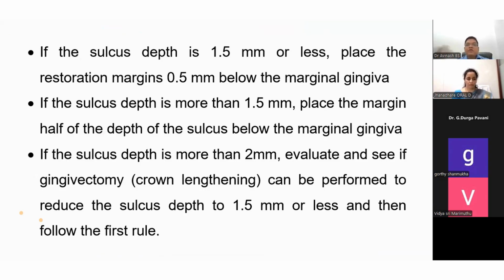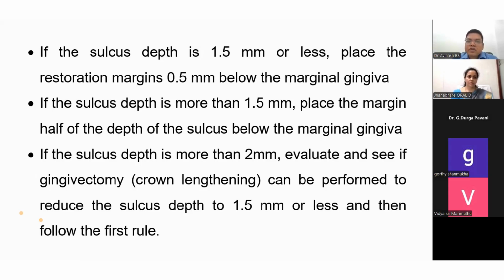So what is the criteria, or when to decide we need some procedure like crown lengthening or gingivectomy to be done? If the sulcus depth is 1.5 millimeter or less, then place the restoration margin 0.5 millimeter below the marginal gingiva. I'm talking about the case where you have to place a subgingival margin. If the sulcus depth is more than 1.5 millimeter, place the margin with half the depth of the sulcus below the marginal gingiva.